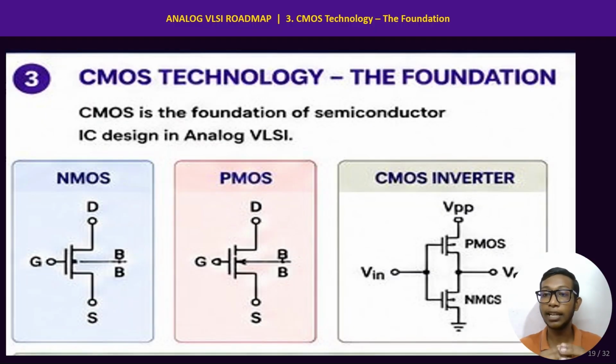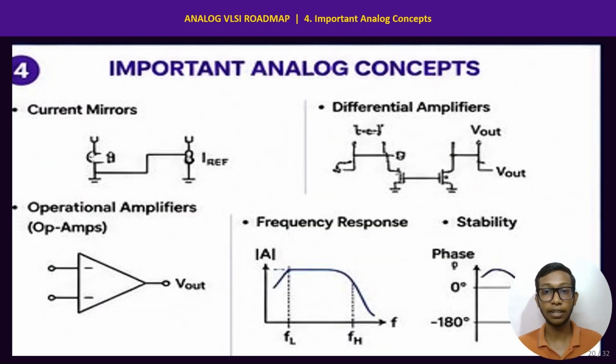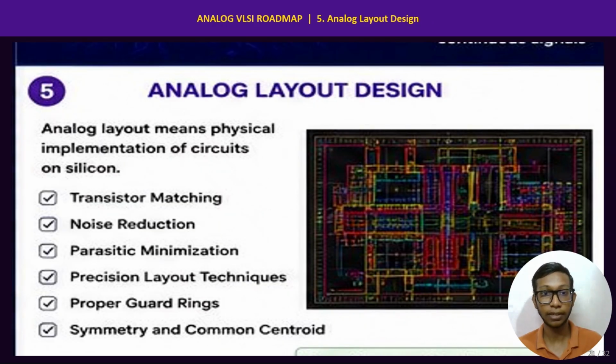See, basically in analog VLSI, CMOS is the foundation. CMOS is the foundation for chip manufacturing or IC design in analog VLSI for semiconductor manufacturing, right? Here NMOS, PMOS, you all know that you are going to study all about these in the basic subject electronic devices, and after that you are going to study them well in analog electronics also. After completing this, you should master this subject while in CMOS technology, right? After this, these are all the important analog topics.